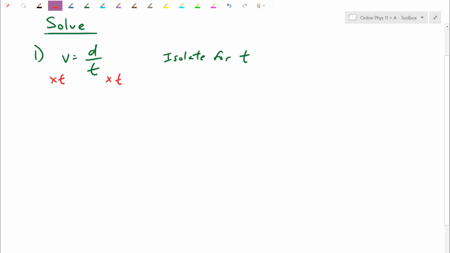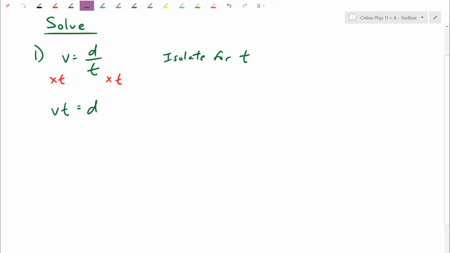Algebra says if you do the same thing to both sides, you keep the equality the same. You don't normally need to write what's in the red there, but I'm just showing you all my steps. When I have a divide by t and a multiply by t, the t's cancel out. Now we picked up the t term on the left side. Now we're closer. We have v times t equals d.